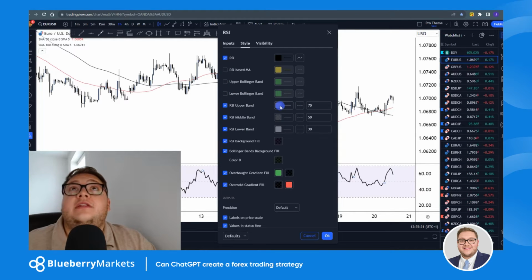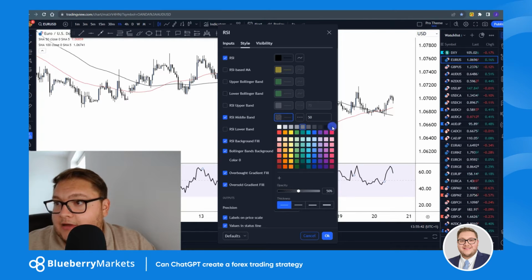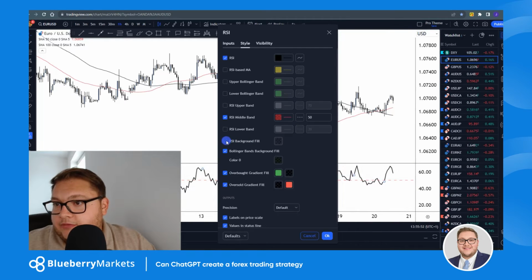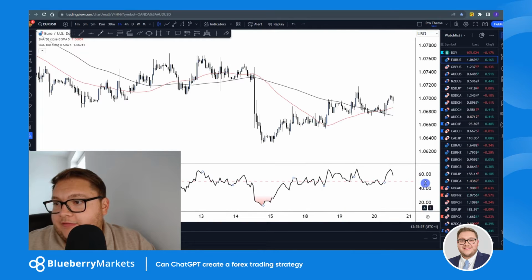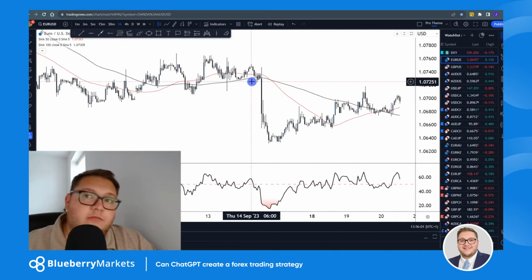The only thing it does say is the RSI should be above 50, indicating bullish momentum. So we don't really need the RSI upper band or lower band. We do need this middle band here, so I'm going to make that super important. Let's do that as a sort of large red line, so we can see that price is either above or below. And what I'm going to do is remove the background there. Okay, so we've got our 50 line there, and we've got the moving averages on there.